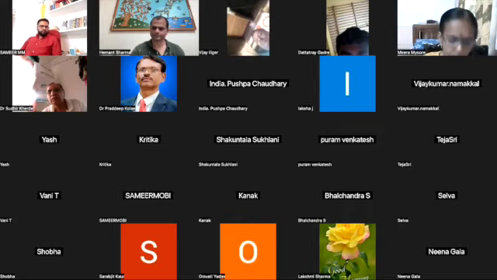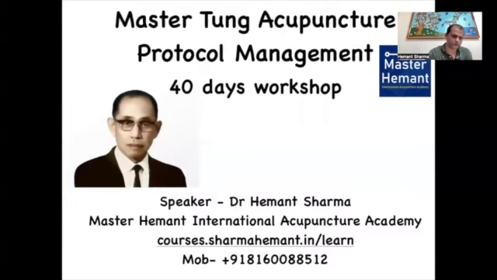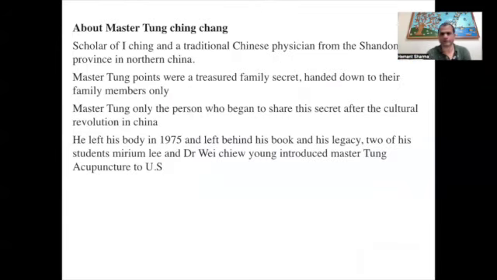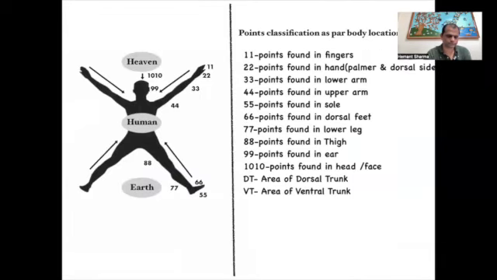Good evening, everyone. We started the journey with the introduction of the Master Tung. Then we discussed the classification of the Master Tung in the different body parts. We are telling the numbering, like the points available in the finger are called 11.01, 11.02. The points in the palm are called 22 number points. In the same way, we have discussed all these classifications, right?